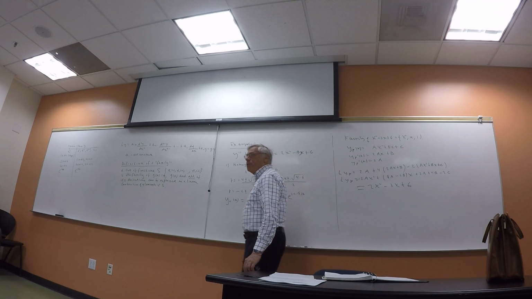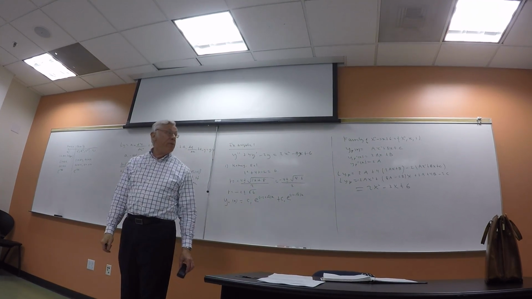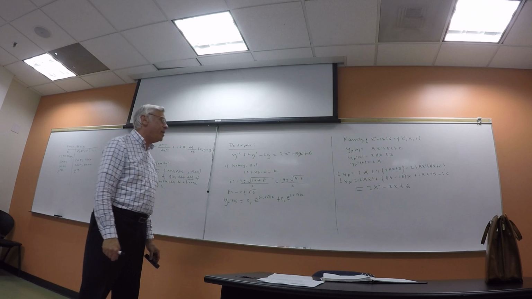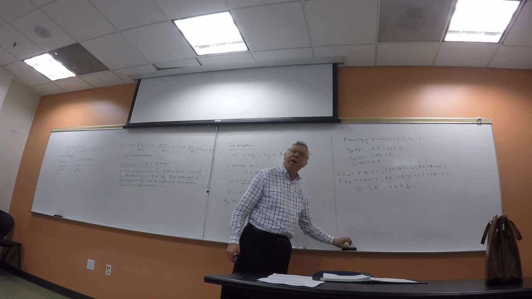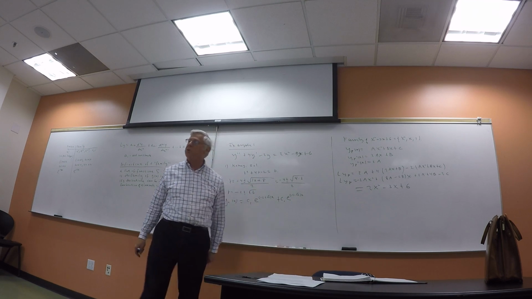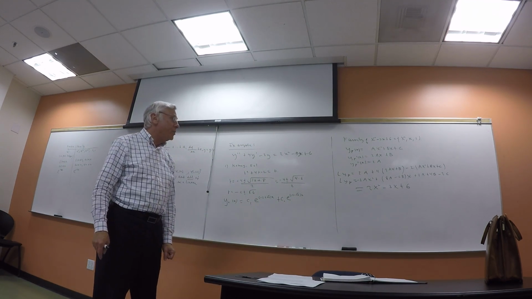Okay? And these things, the powers of x, 1, x and x squared are linearly independent. So the only way the thing on the left can equal the thing on the right for all values of x is if the coefficients of like powers match. Okay.